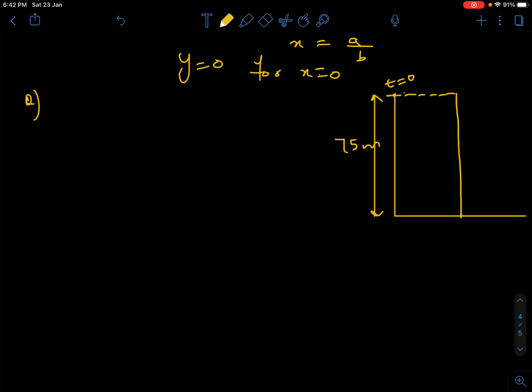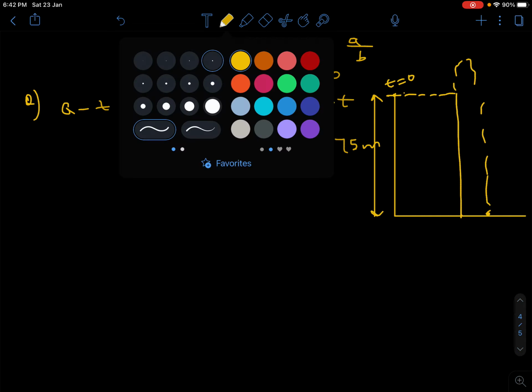Okay, and it is coming like this to the ground. Okay, and you have to find the graph for acceleration-time, for velocity-time, for speed-time, and for distance-time, displacement-time. This is the question. So let's find it.